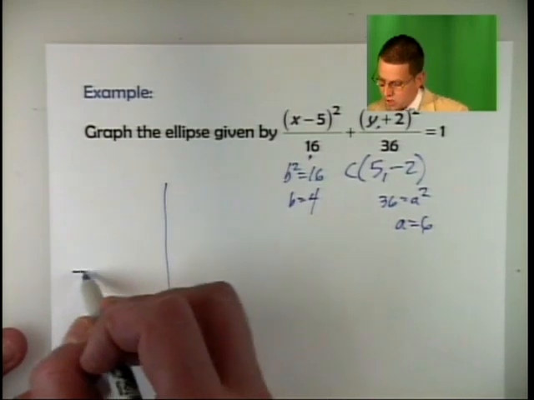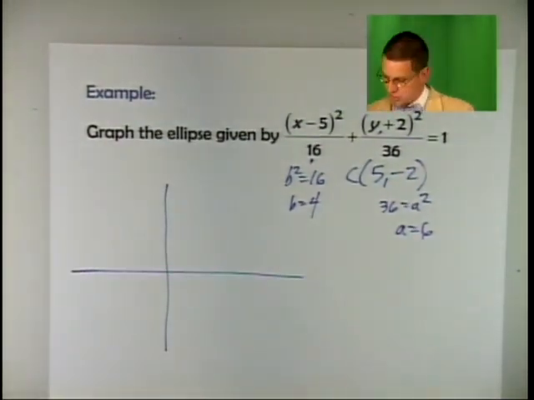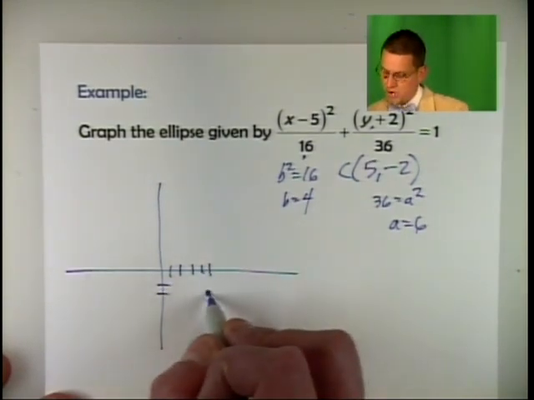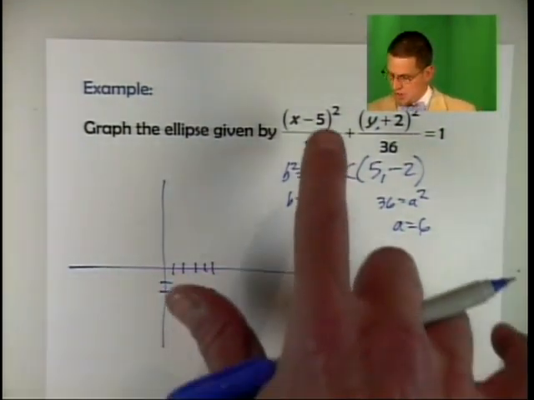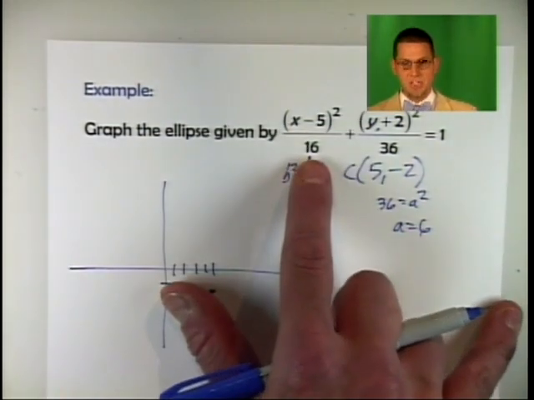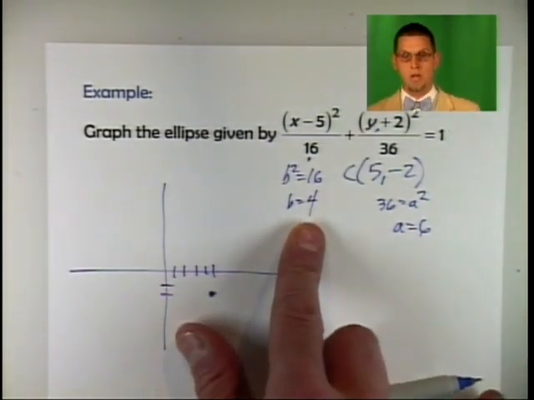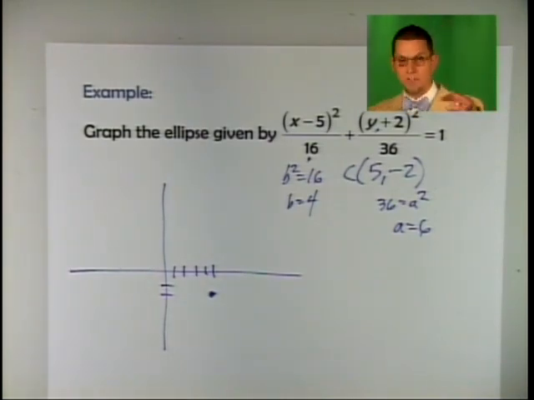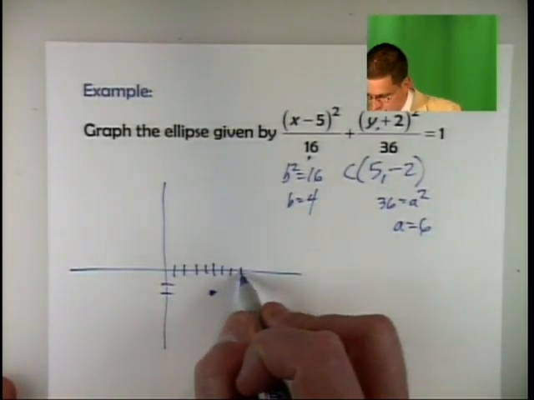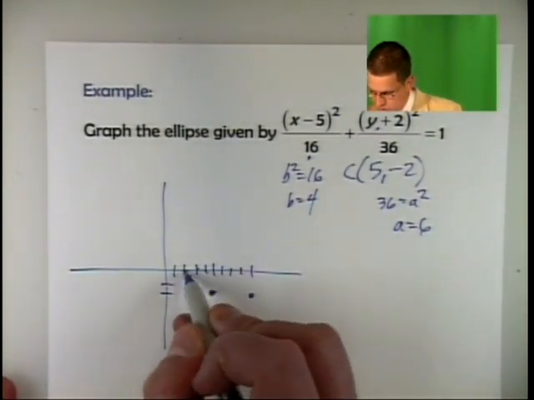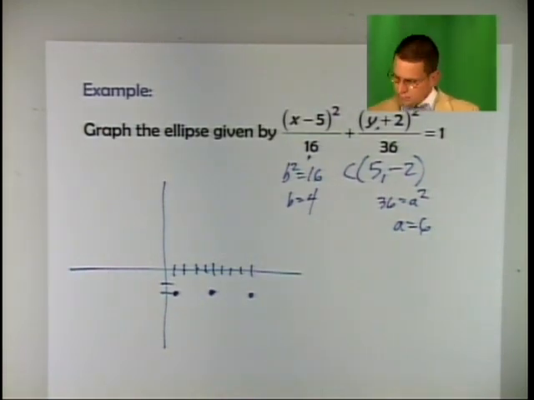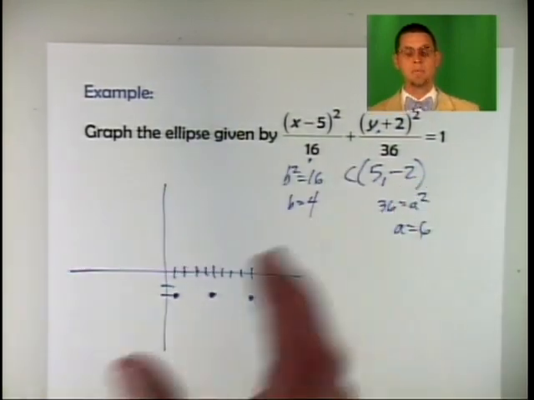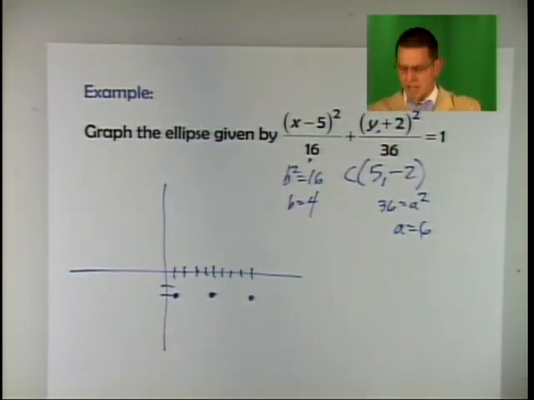We first draw a coordinate plane, and we graph the center. We plot it as a point. 1, 2, 3, 4, 5, and down 2 puts us right there. Now, underneath the x, we had the 16. So the square root of that is 4. Because it's under the x, we go left and right 4 units from the center. So that's going to be 1, 2, 3, 4, put a point there, and 1, 2, 3, 4, put a point there. Underneath the y, we had 36. The square root of that is 6. So because it's under the y, we go 6 units up and down from the center.